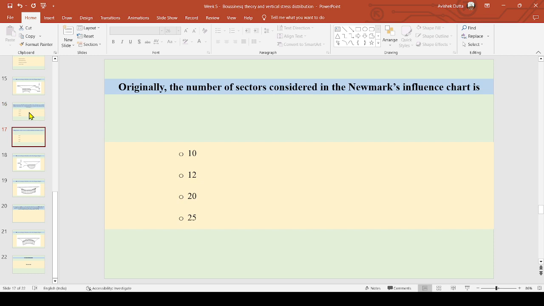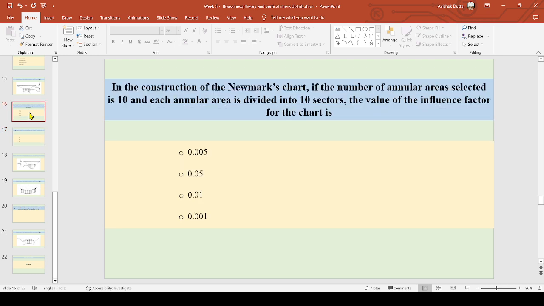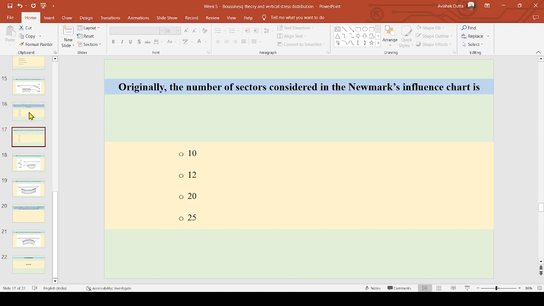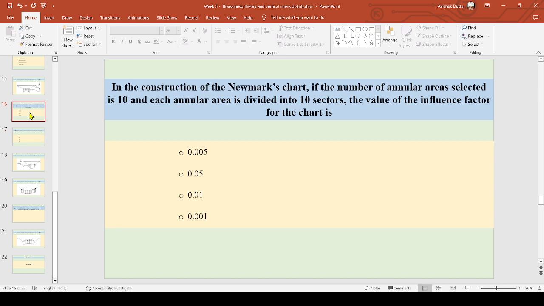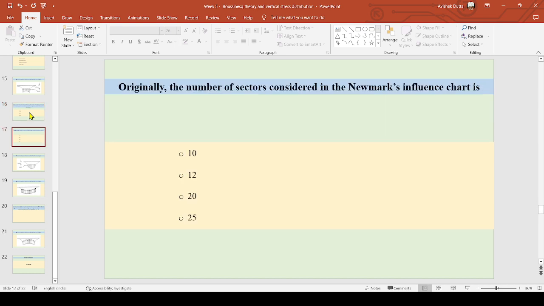Originally, the number of sectors considered in the Newmark's influence chart is. Here we are talking about annular areas and each annular area being divided into 10 sectors. But originally in the Newmark's chart, what is the number of sectors in which each annular area is divided into? So the question goes, originally the number of sectors considered in the Newmark's influence chart is number of sectors of each annular area. The options are 10, 12, 20 or 25.